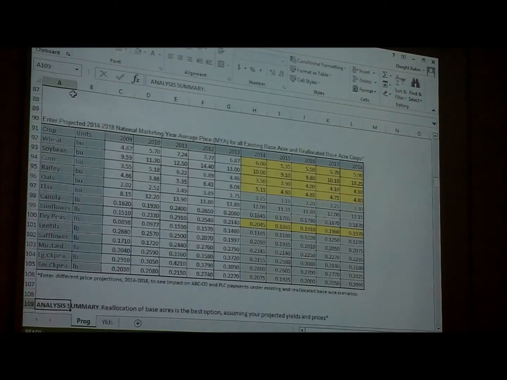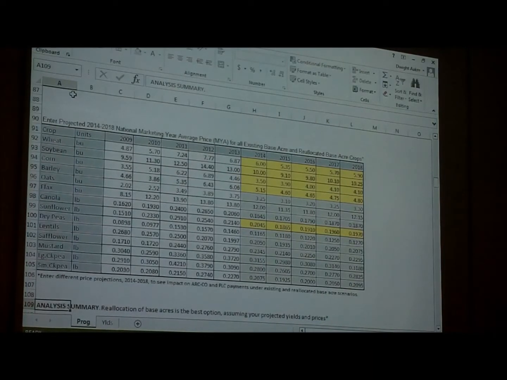Then the last table brings in prices, and again, from 2013 and back, it's historical prices. Most of 14 is, obviously they're not historical yet. So 14 through 18, we need to project the prices, and it's not your prices, it's not futures market, it's not posted county price, it's the national average cash marketing price. These are the numbers that are in the spreadsheet right now. They're the default numbers. You can run with those or you can change them.